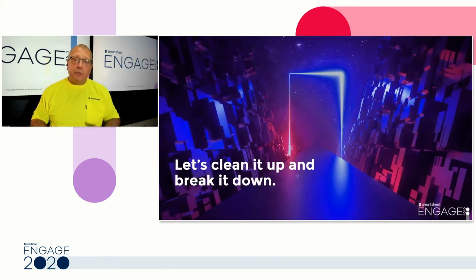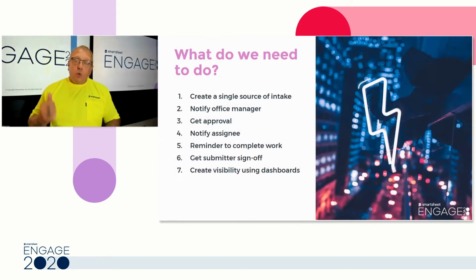So let's clean that up. Now that we've drawn it on the whiteboard and gone through it, let's look at what we're trying to do. We're trying to create an intake source, a single source of intake. We want to notify the office manager that something has come in, a new project or a new task. We want to get approval. In our scenario, we've got a single person who's going to approve. That has to happen before we start assigning people and so on.